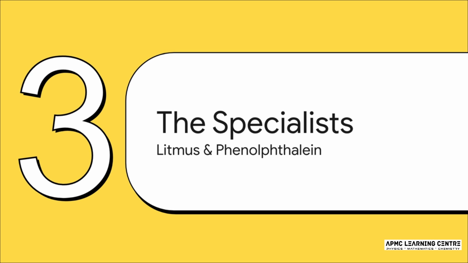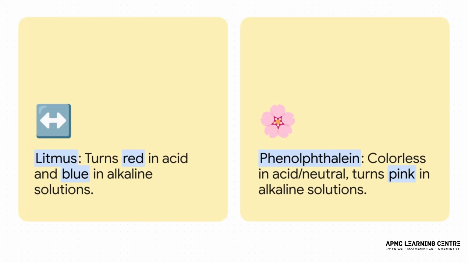And for that, chemists often use simpler, more specialized indicators like litmus and phenolphthalein. Okay, let's break these two down. Litmus is a classic one you probably think of. It's super straightforward. It's red in acid and it's blue in alkali. That's it. Phenolphthalein, on the other hand, is a little trickier.